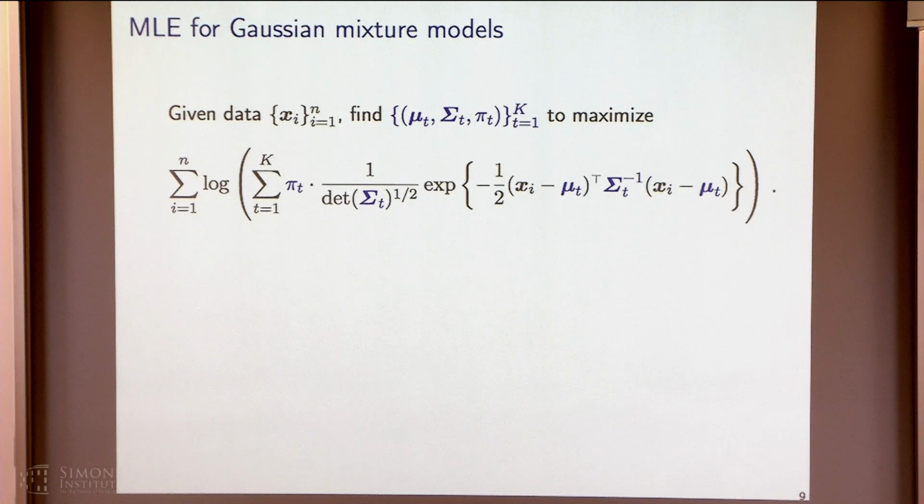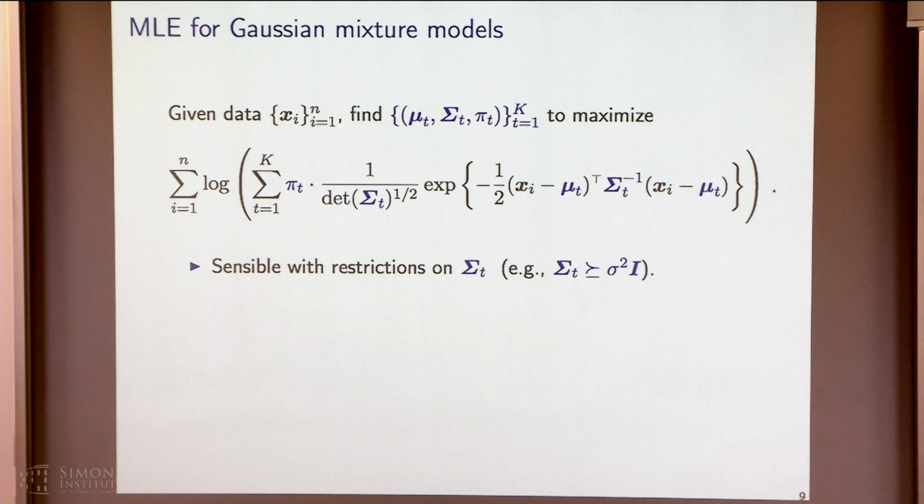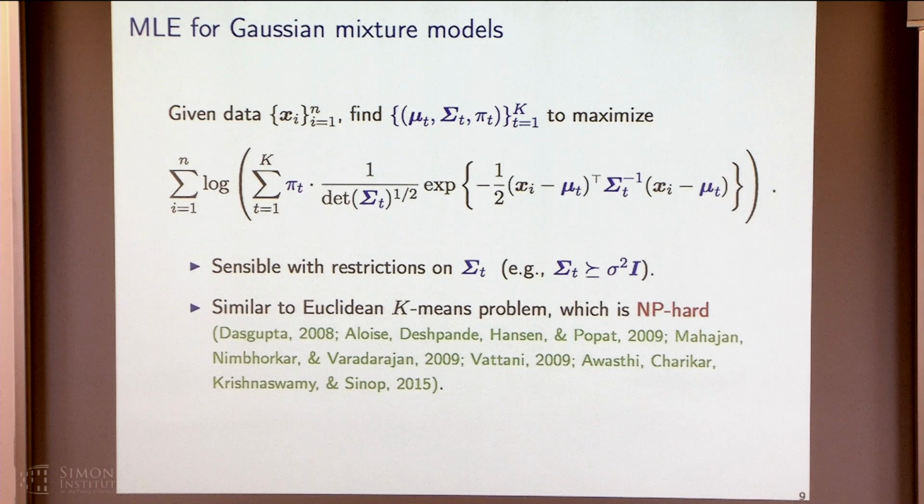Okay, so this is actually a very sensible thing to do as long as you avoid some degeneracies, like you don't want the covariance matrices to get really small or become singular. But once you set up some constraints, it's a very sensible thing to do, except for the fact that this is not going to be easy to do computationally. Okay, so it's very similar to this Euclidean k-means problem, which has been well studied in computer science, and we now know that it's NP hard, even to approximate.